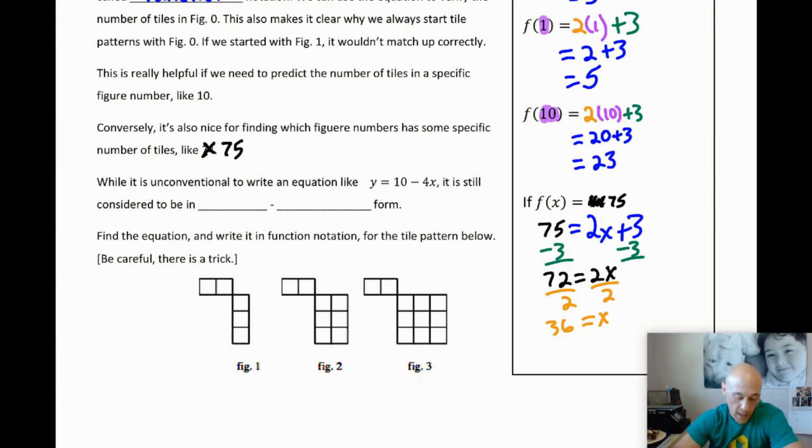All right, while it's unconventional to write an equation like y equals 10 minus 4x, it is still considered to be in slope-intercept form. Sorry for the jump there, I had to sneeze. So this is in slope-intercept form.